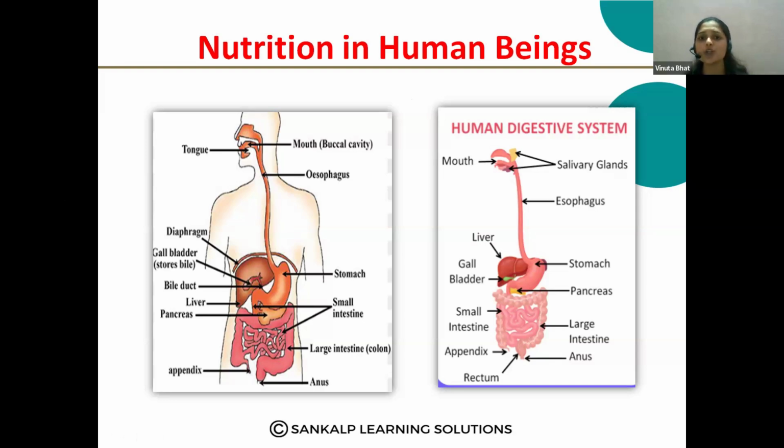Okay, so nutrition in human beings is nothing but how the food material is broken into simpler forms in the human body. You know, the food we eat has a very complex structure. So the complex structure is not easily absorbed by our blood.